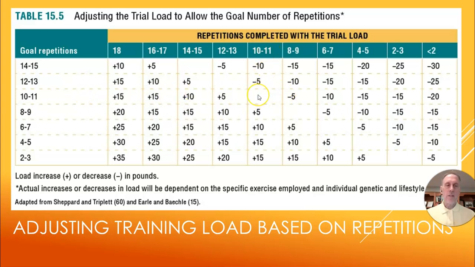If they land on 8 to 10, perfect, change nothing. If they only get 4 to 5 reps, then you're going to back off 15 pounds. If they end up doing 16 to 17 reps, then you're going to add 15 pounds. That's what they're saying here in table 515.